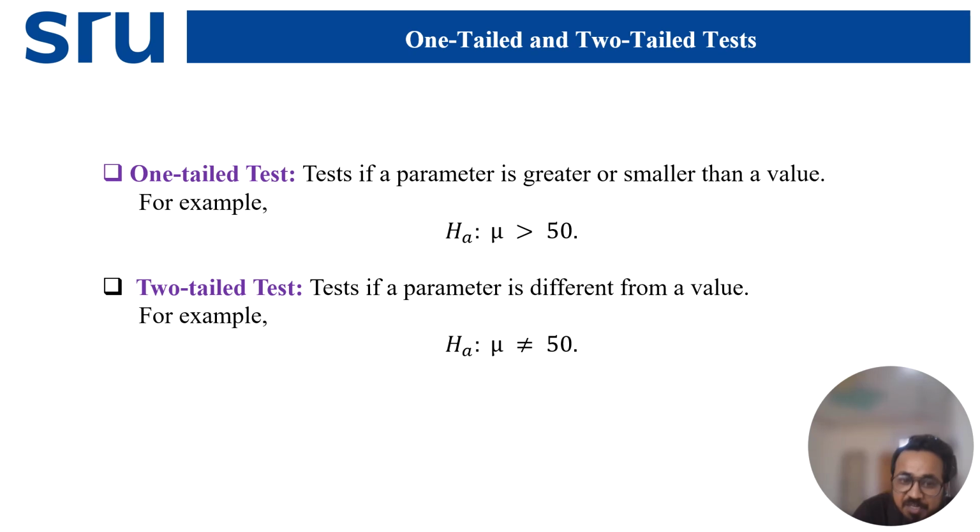In a question, if the claim is given in a greater than or less than form, then you can decide that the problem will be solved by a one tail test. And if the claim is given in the form of equality, in that situation the problem will be solved by a two tail test, right? So this is all about the one tail and two tail test.